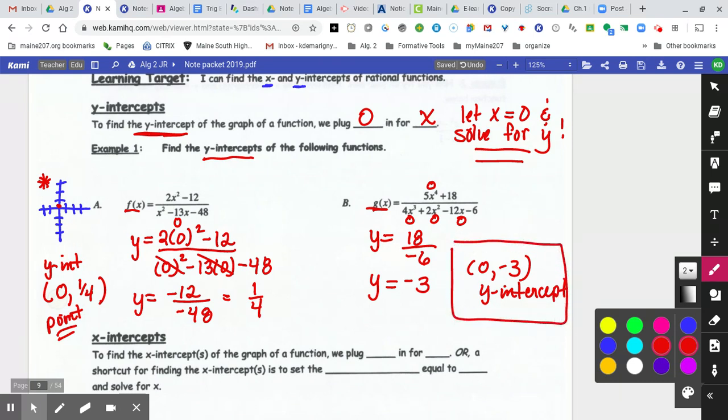Teacher Miss D says, let's do it. Anyway, that's how I find the y-intercept.